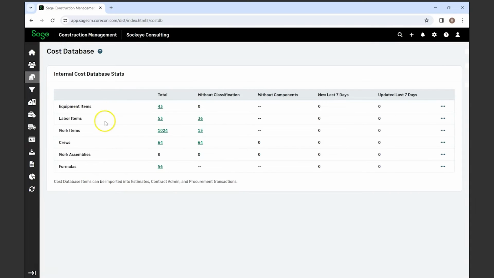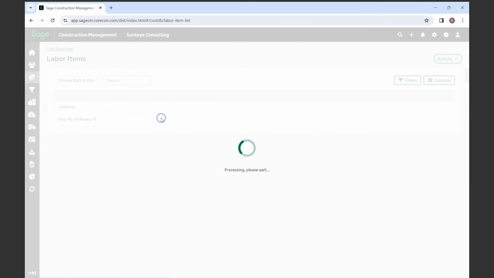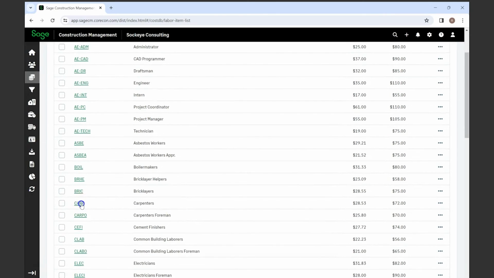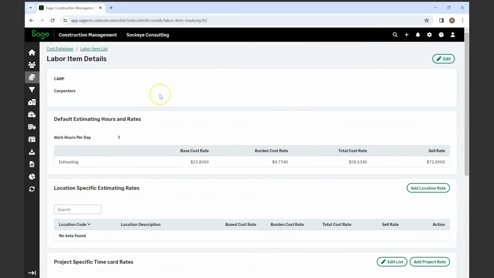We'll also take a look at labor items as well. So this would be your labor groups. So you would have your code to identify them by and then what they are in particular. So we'll go under carpenters and take a look at carpenters. As you can see, you have all the carpenter details. So it gives you that code as well as what it is. It gives you default estimating hours and rates.